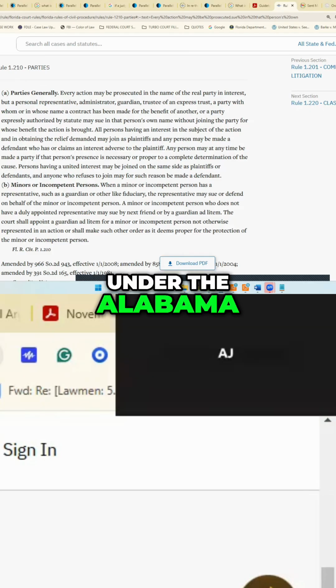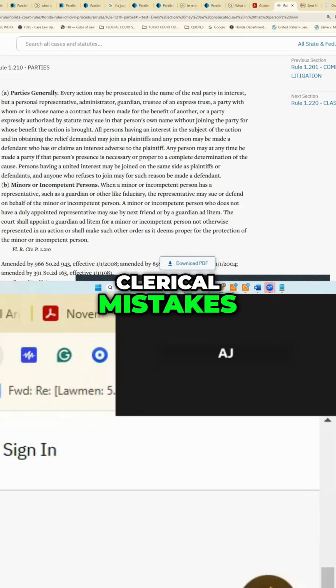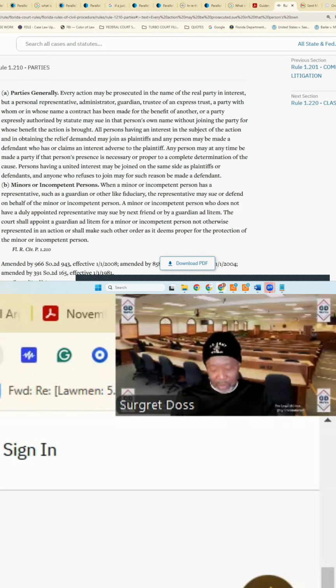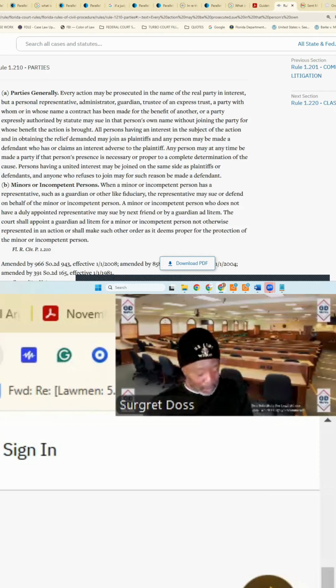Yeah, under the Alabama Rules of Civil Procedure, it's Rule 60 for relief from default judgment. It's for clerical mistakes, I'm guessing, or mistakes, period. That would be the direction you want to go. That's okay. Maybe it should be a better question. What would be the appropriate question to ask? To ask Google.